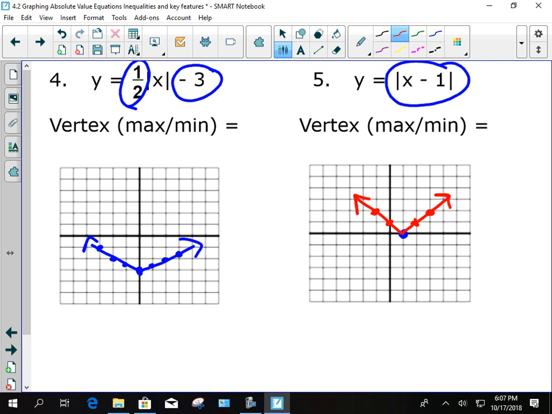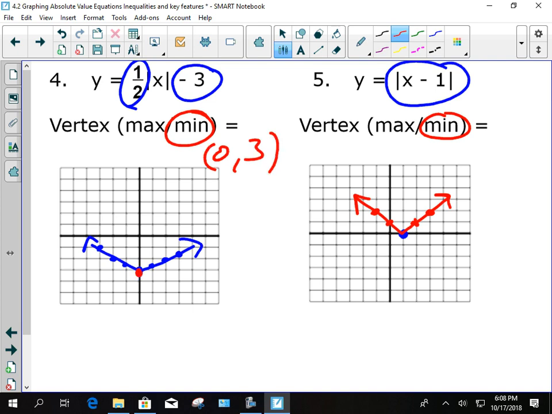Everything comes off of the parent function. Now, is my vertex a maximum or a minimum? Well, it goes up from here, so it's a minimum. Same thing over here, it's a minimum. If it's inverted, then it would be a maximum. And my vertex is at 0, 3, right here, 0, 3.